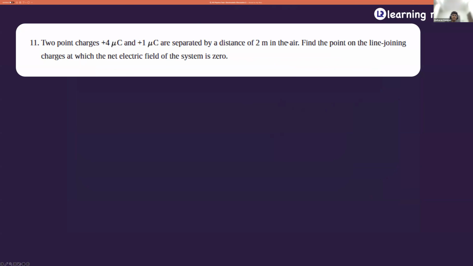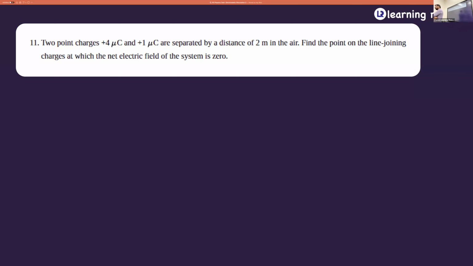Yes, sir. Okay, listen. There are two point charges of value 4 microcoulomb and 1 microcoulomb, which are separated by a distance of 2 meter in air. Find the point on the line joining the charges at which the net electric field of the system is zero. I have discussed a similar kind of problem in the second chapter. In that, what do they ask? If they give you two charges, along the line joining the two charges, what do they ask you to calculate? Find the point where the potential is zero.